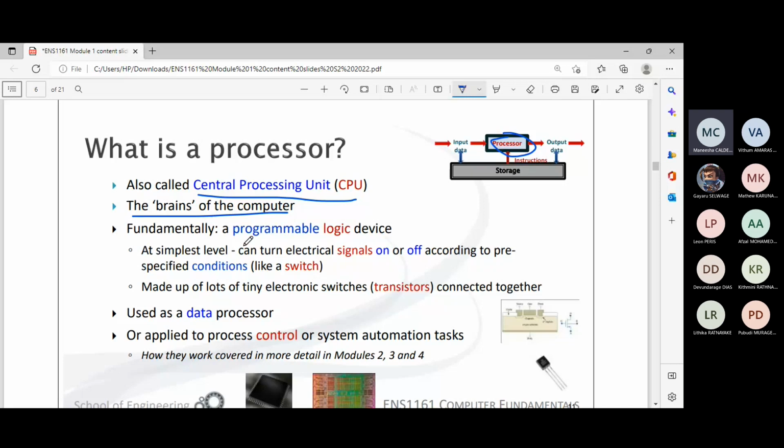Fundamentally, it's a programmable logic device. It has a lot of logics inside. Rather than just a heart, the brain has a lot of things to do. It needs to perform logical operations and so on and so forth.